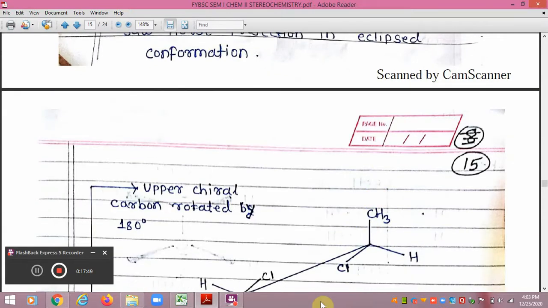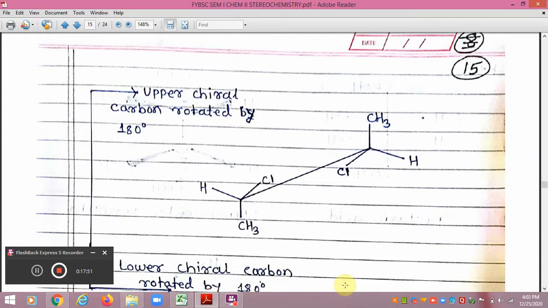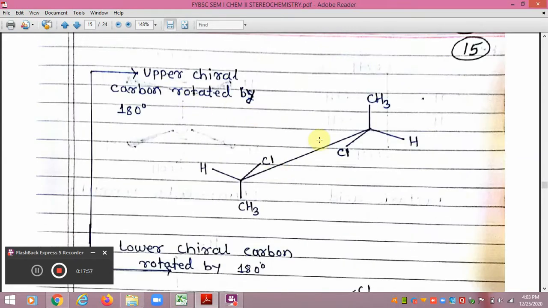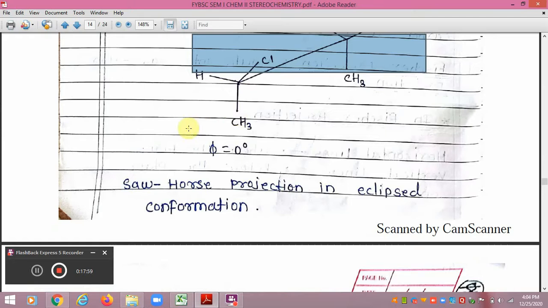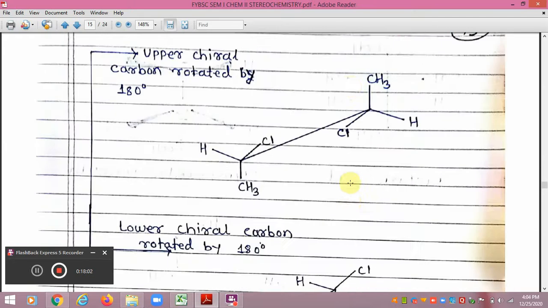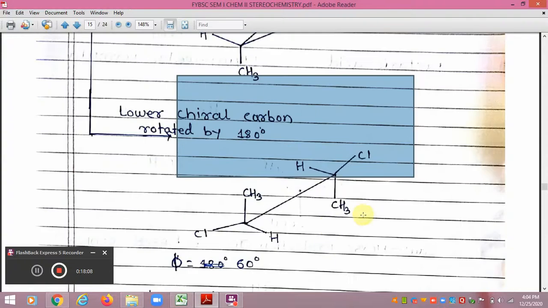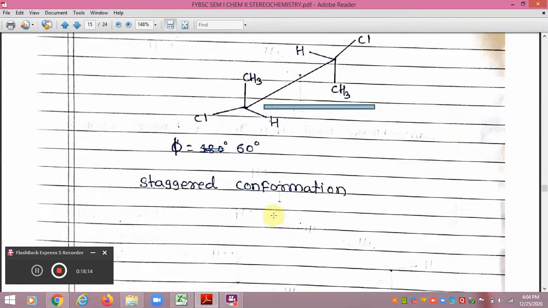And if we rotate this carbon-carbon single bond by 180 degrees, either the front carbon or the back carbon, then we get the conversion of this eclipsed conformation into the staggered conformation. This is the staggered conformation, because the relative angle between any two substituents on adjacent carbons is 60 degrees. That's why this is the staggered conformation.